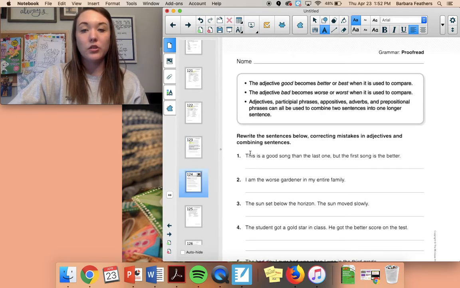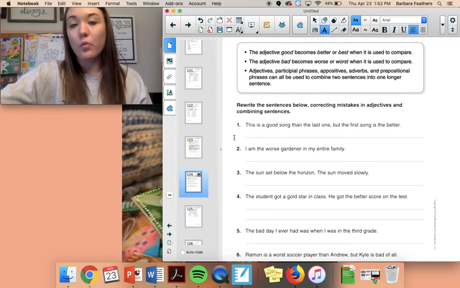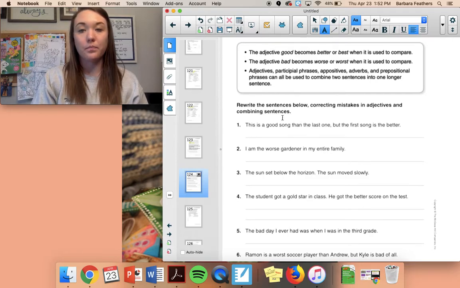Your last page is rewriting the sentences below, correcting mistakes in adjectives, and combining the sentences. Number 1 says, "This is a good song than the last one, but the first song is the better." I see 2 mistakes in this sentence. Good is used incorrectly and better is used incorrectly.